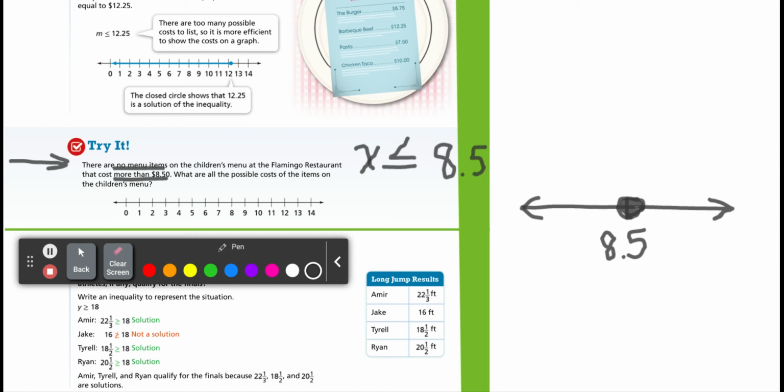So yes, I'm going to color in that 8.5 because X can be 8.5. X can be any number that's at 8.5 or lower because there are no menu items on the children's menu that cost more than $8.50. But they can cost $8.50. They can cost $6. They can cost $5. They can cost $4. So we would shade all numbers to the left, which is less than 8.5.